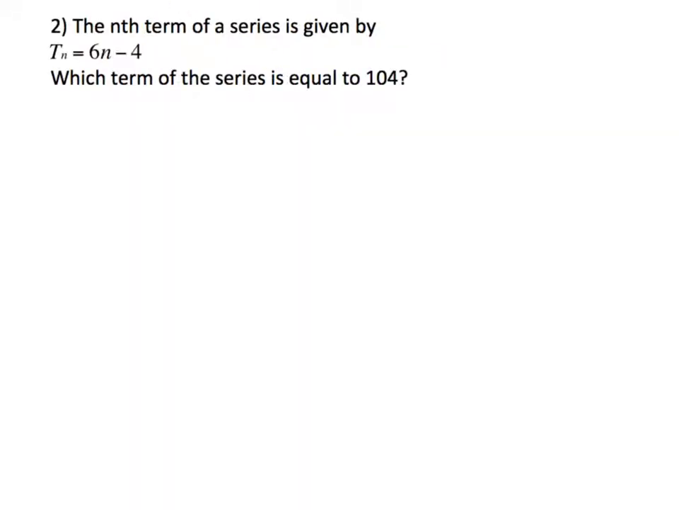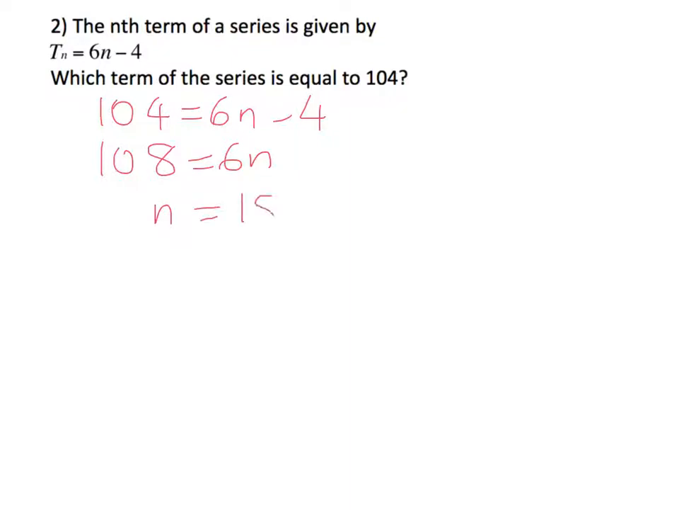Next example. We're given a formula for the nth term, which is 6n minus 4, and we have to find which term is equal to 104. So we're going to make 104 equal to 6n minus 4 and solve that equation for n, because n is the term number. So dividing both sides by 6, you get n equals 18. So therefore the 18th term is going to be 104.